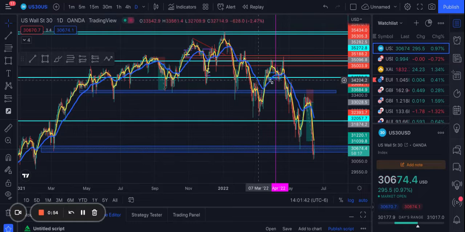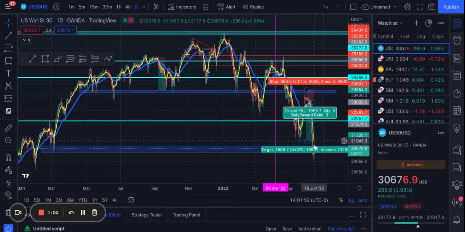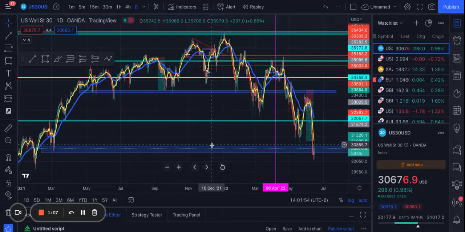As you can see right here, as price broke through the previous support, it came back up and tried to break through it, but it's acting as a resistance now, so it got pushed back down. So that's pretty much what it is.